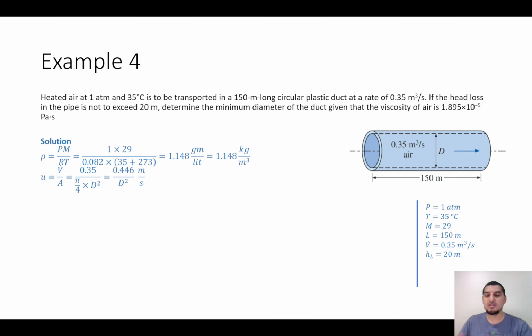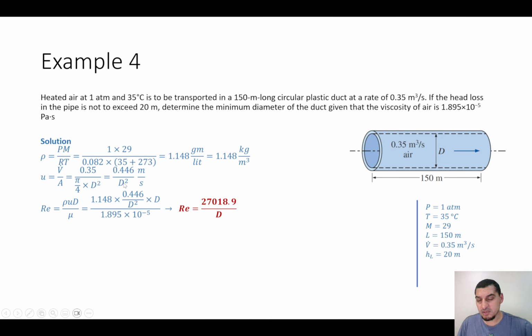And the velocity is needed to calculate the Reynolds number. So by substituting, we will find that the Reynolds number is almost 27,000 over d. So it's a constant over d squared multiplied by d, so it's all divided by d. And from this we can confidently know that it's going to be turbulent flow.